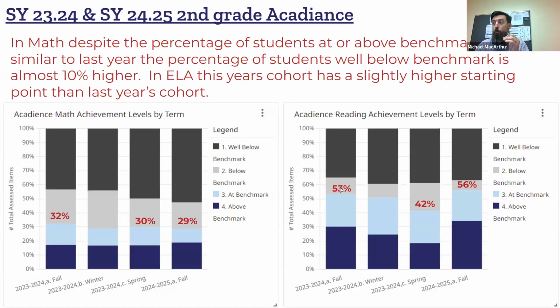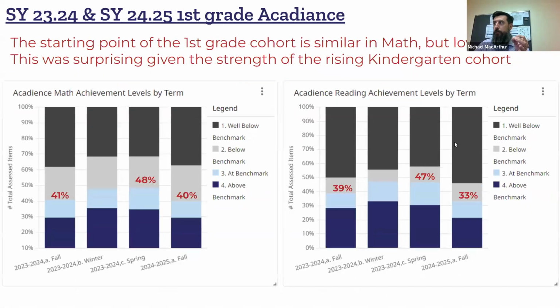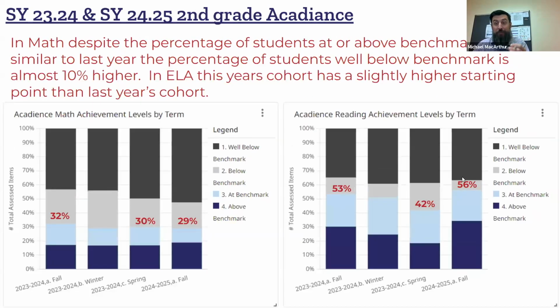In reading, we also saw a decline, which is an area of concern for us that we would like to address. However, this is the only K-2 grade level and subject where this happened. We actually have a higher starting point for our incoming second graders this year. That is the opposite of the trend we saw from kindergarten to first grade, because if you remember, in first grade we ended the year at 47, and we actually came in at 56. And I have a hypothesis about this as well that we'll talk about in a second.